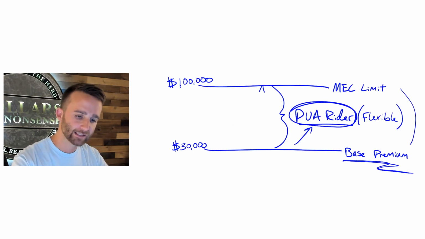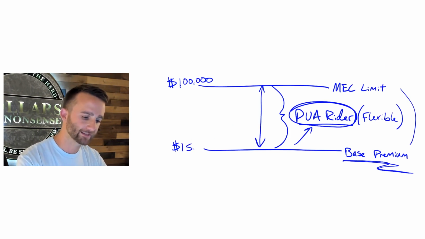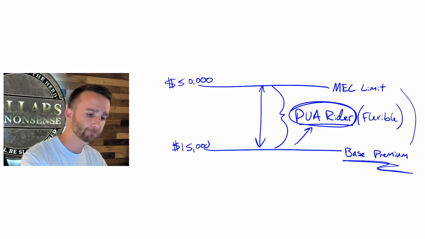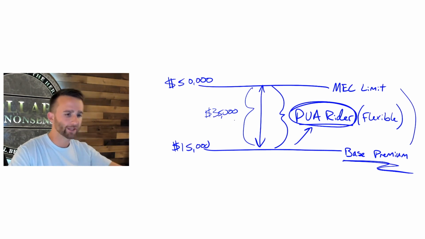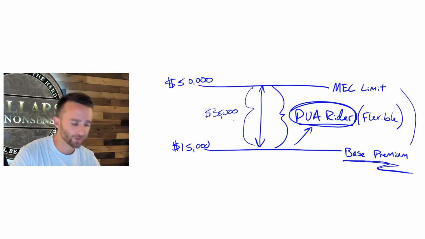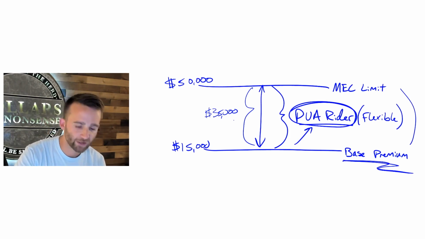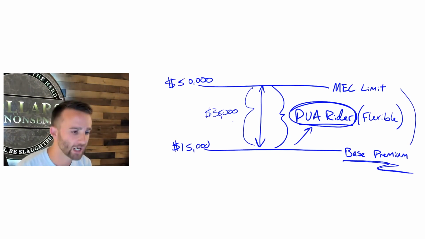So what that means is if we go back to our $50,000 policy with a $15,000 base and a $50,000 MEC limit, and this guy comes to me a year from now and he says, Nate, I built that $50,000 policy last year. I max funded it, and I'm max funding again this year, and I still have money left over, but I can't fit it into this. What should I do?